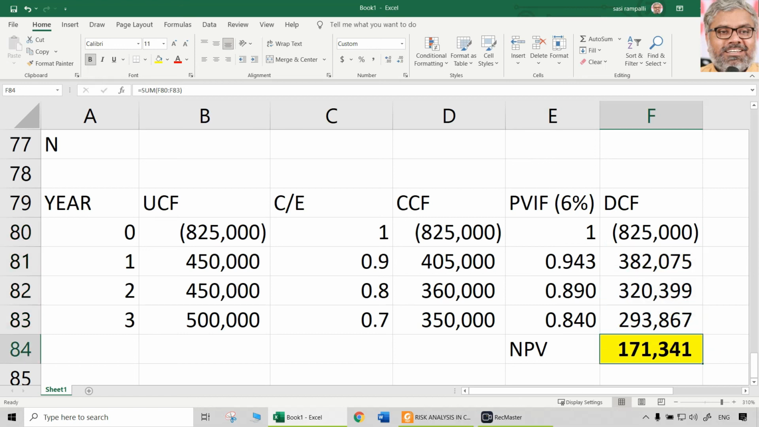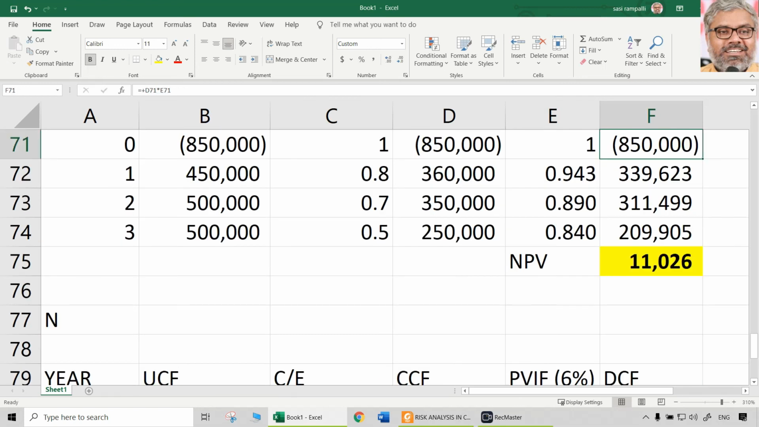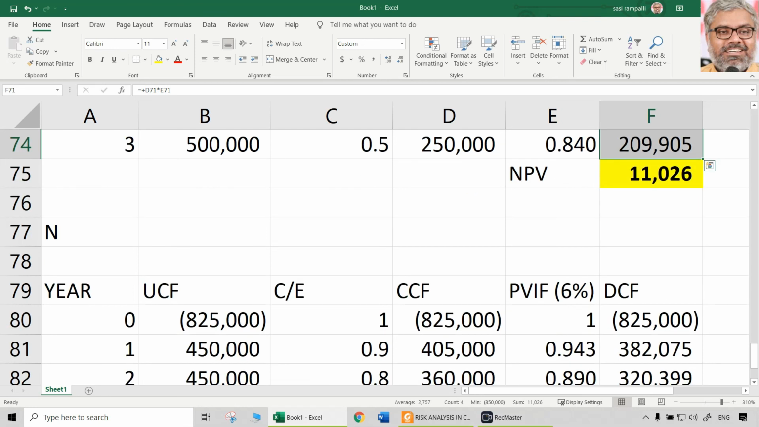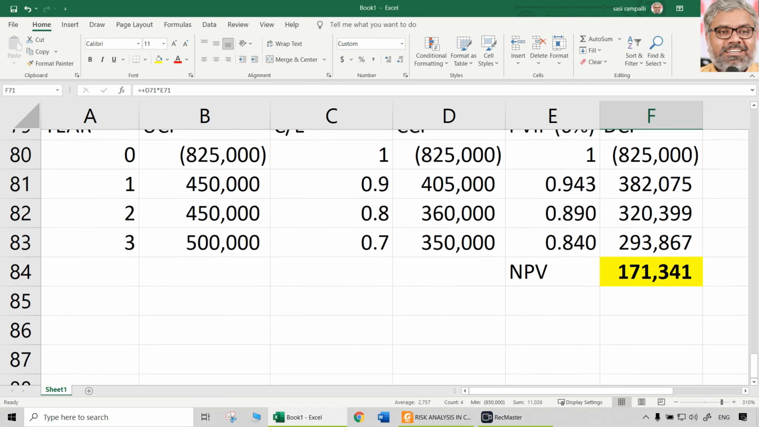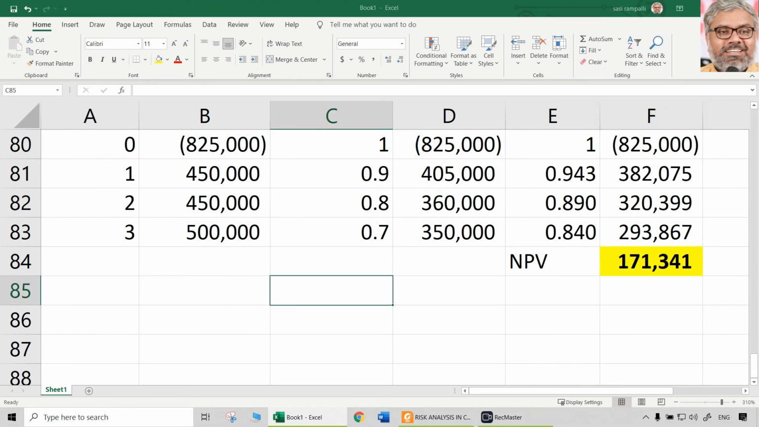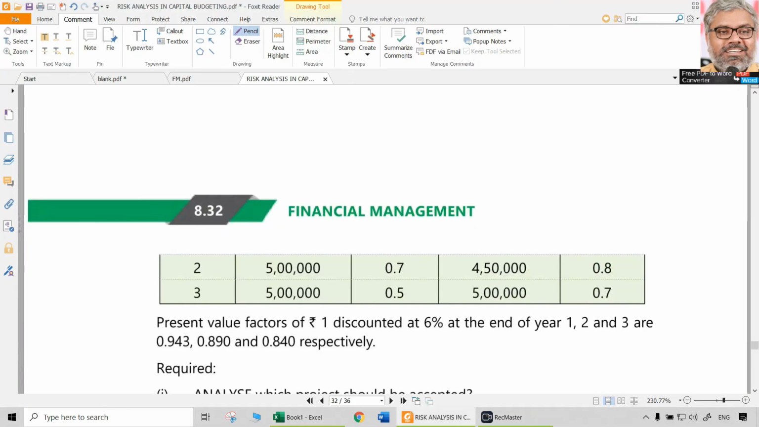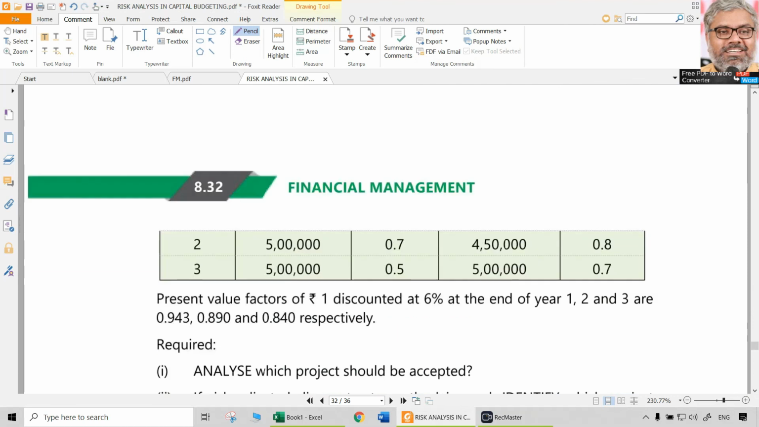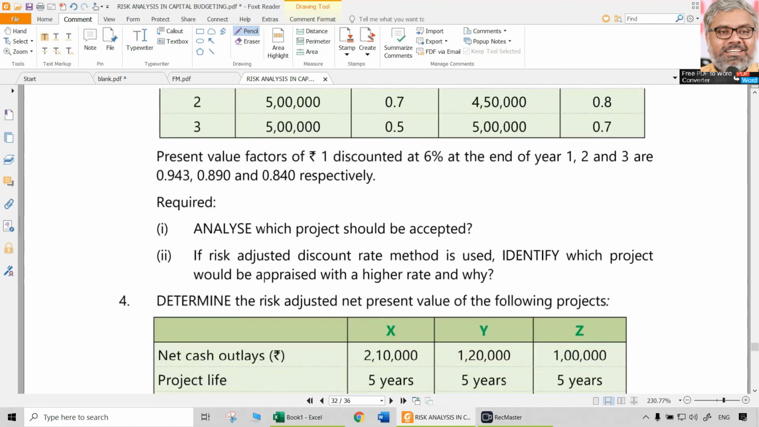That comes to 171,341. So project M has only an NPV of around 11,000. Project N has an NPV of 171,341. So naturally, which project has to be selected? The one with more NPV, that is project N. That is the question. So analyze which project should be accepted. Already we got the answer, that is project N.